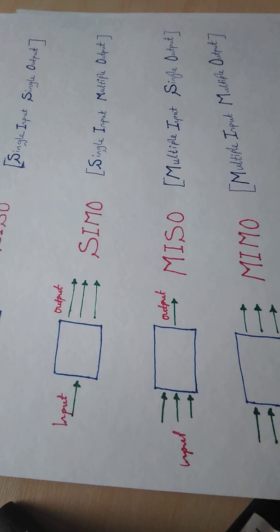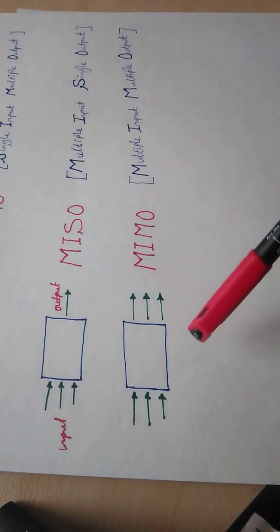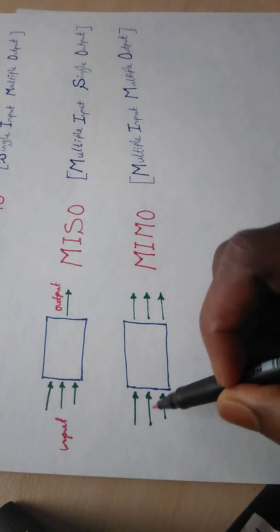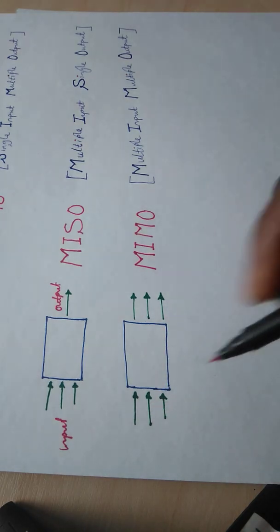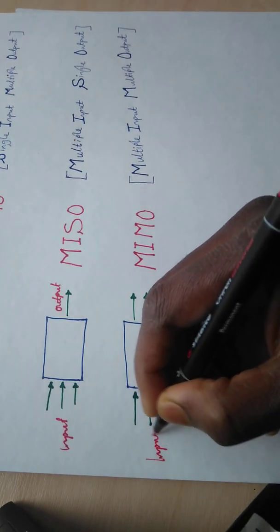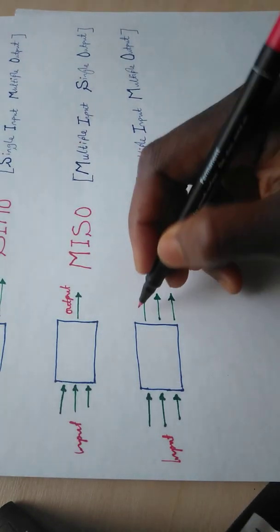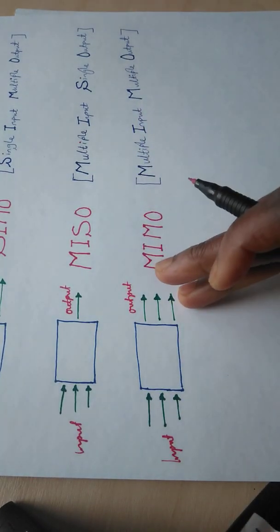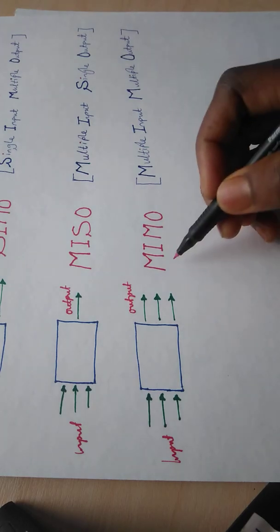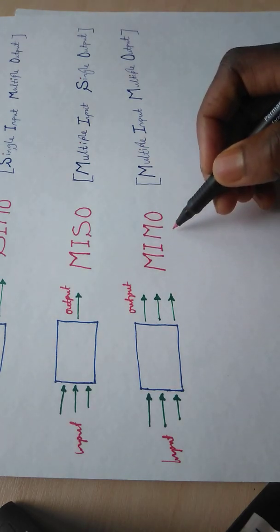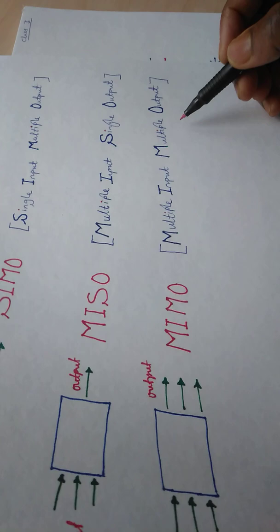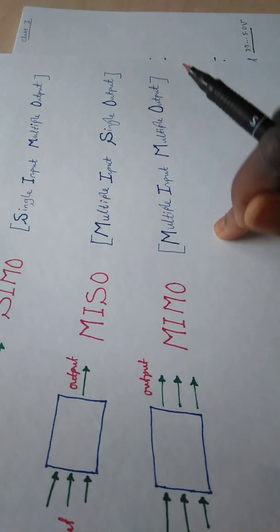Take note of that. And another system could be a black box system in which you are putting in multiple inputs, and then you are taking out a lot of outputs as well. So multiple input and multiple output. This is what we call MIMO for short, as an abbreviation, MIMO. And in a MIMO system, this is multiple input and multiple output. So take note of this.